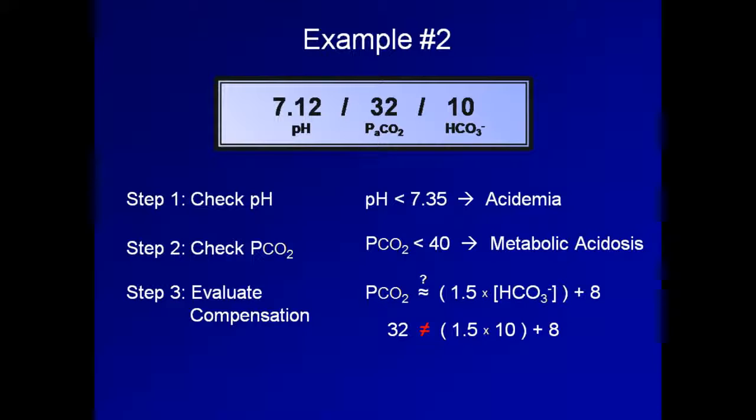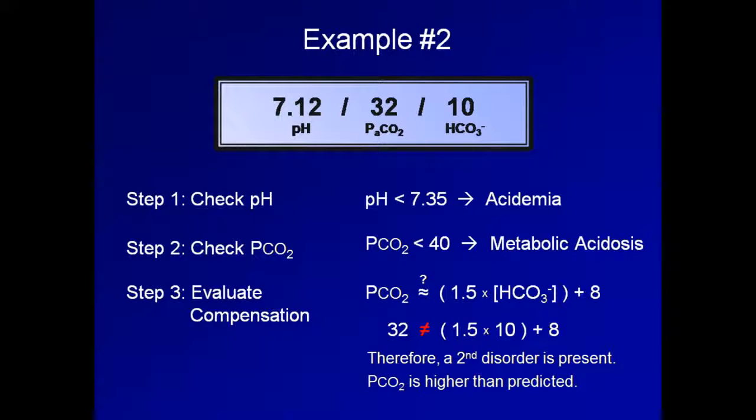So does the PCO2 approximately equal 1.5 times the bicarb plus 8? 32 is not close enough to 23. Therefore, a second disorder is present. Since PCO2 is higher than predicted, this second process must be a respiratory acidosis. Using the shortcut method, 12 from the pH is not approximately equal to 32 from the PCO2, and again we reach the same conclusion that respiratory compensation is not appropriate.